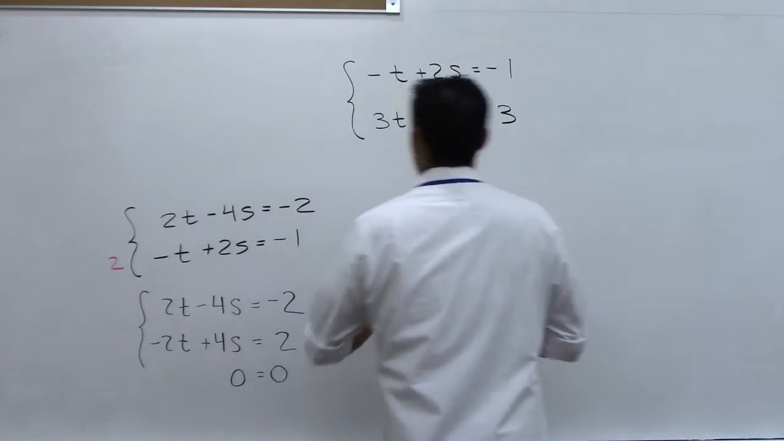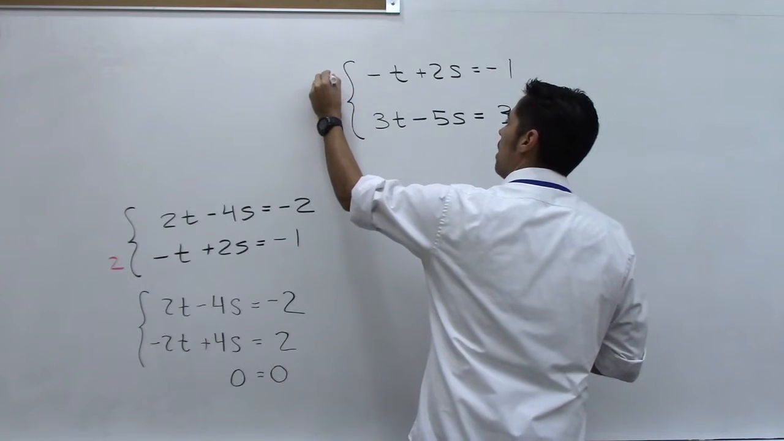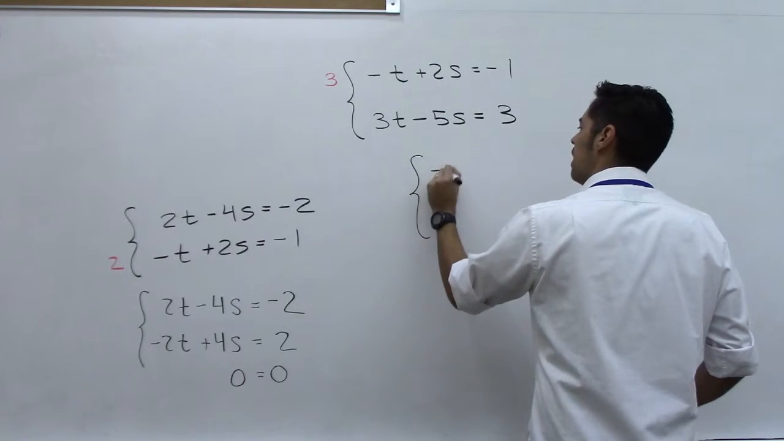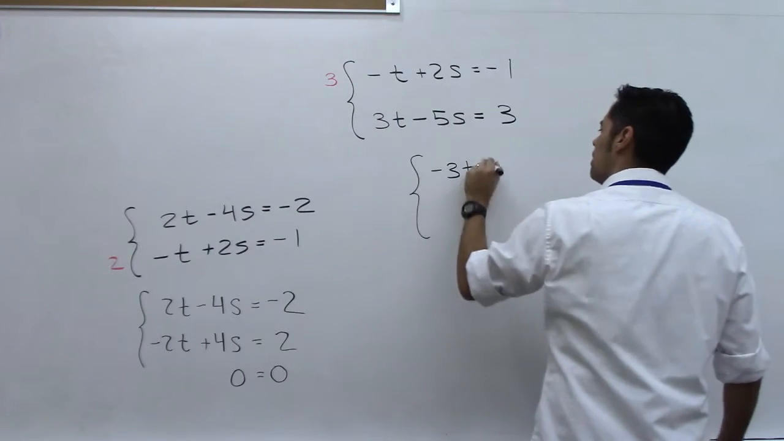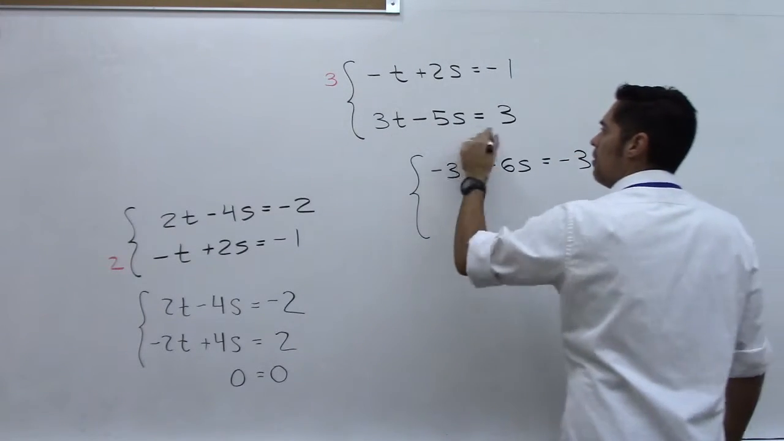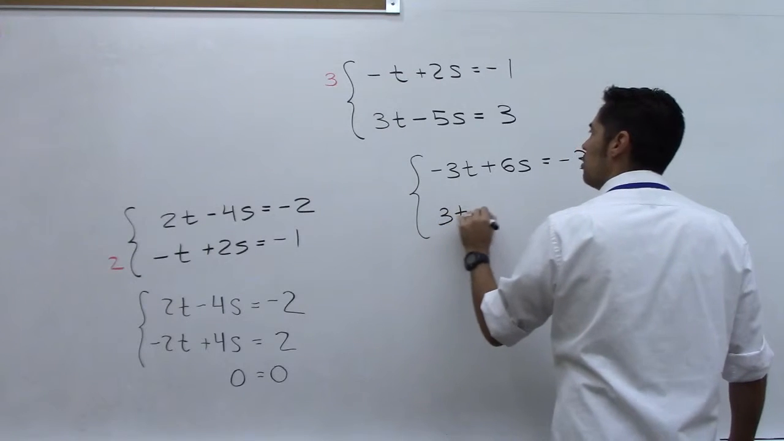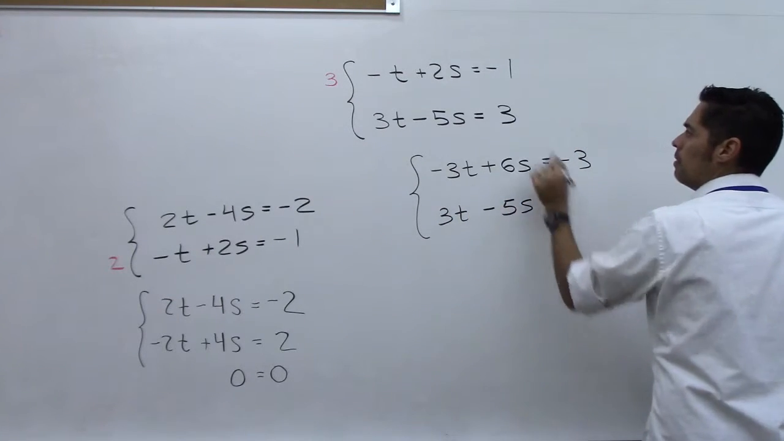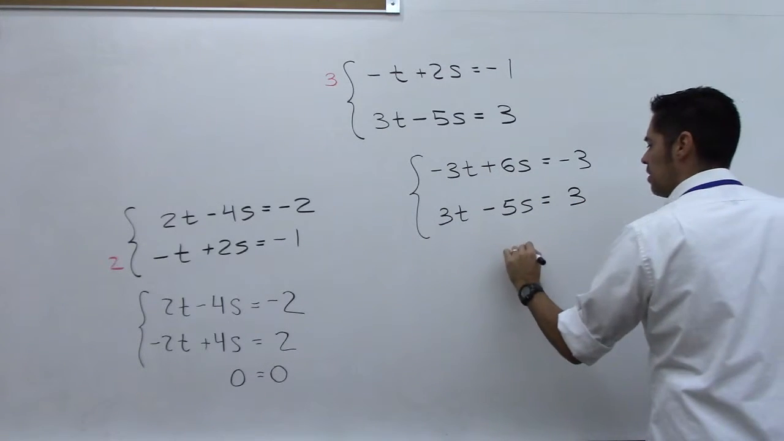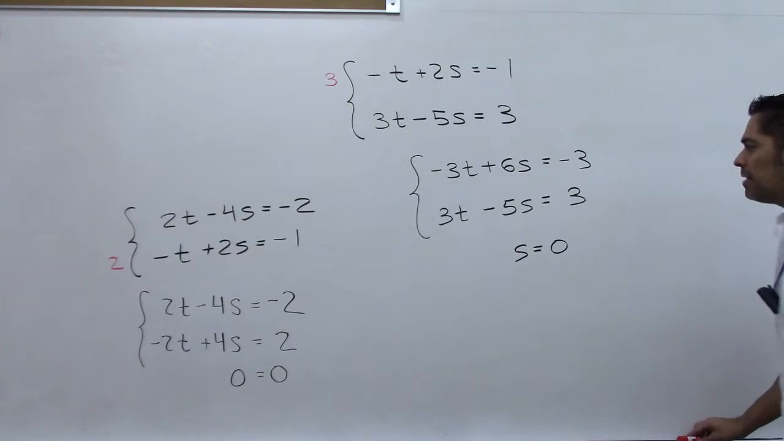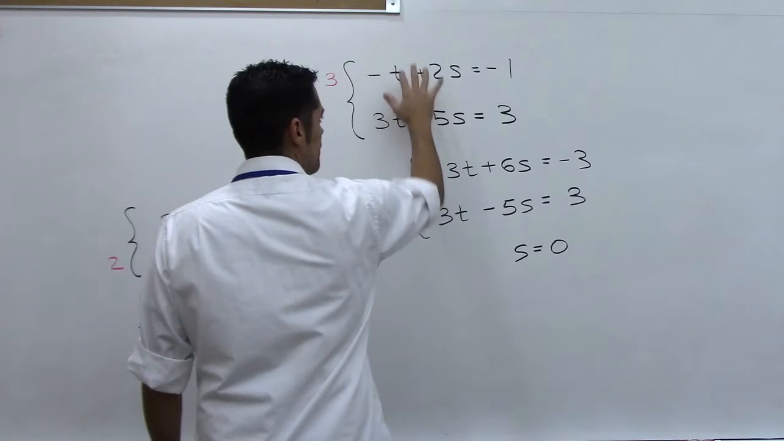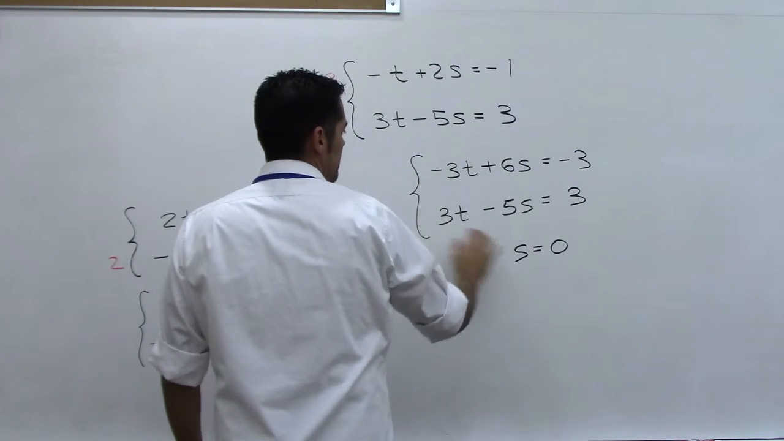So I'm going to eliminate the t's again. I'm going to have to multiply the top equation by 3. I get a new system: negative 3t plus 6s equals negative 3. And over here, nothing changed: 3t minus 5s equals 3. So now we add straight down. We get 0, and here we get s equals 0. Now that's some information. It's saying that in order for these to be true, I need s to be 0.